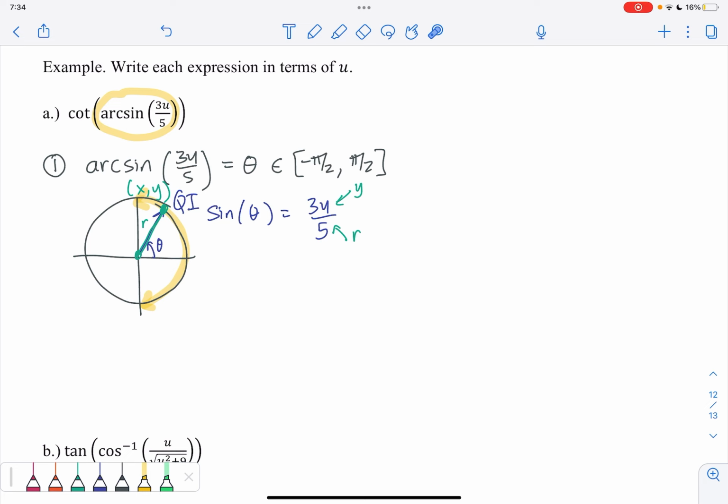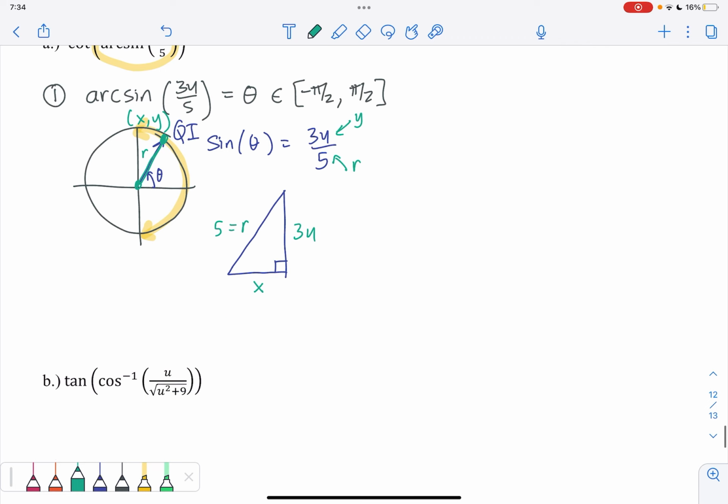So I have a right triangle. R is the hypotenuse of my right triangle, and I said that's equal to 5. So let's do that. 3u is y. To go to that point, I go over x and up y. So 3u is the vertical length of my triangle, that leg. Then I need x down here for the horizontal leg, and I'm going to solve for x.